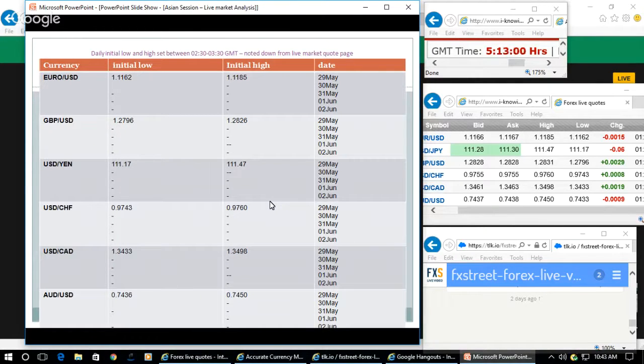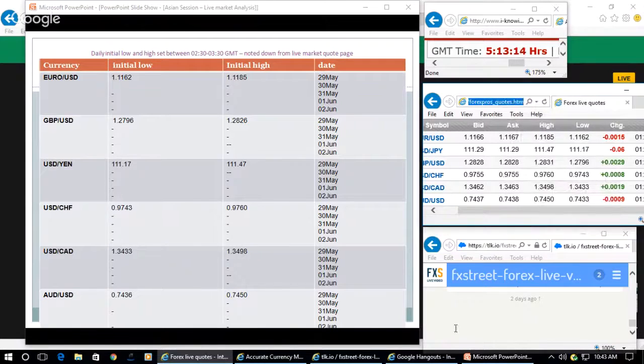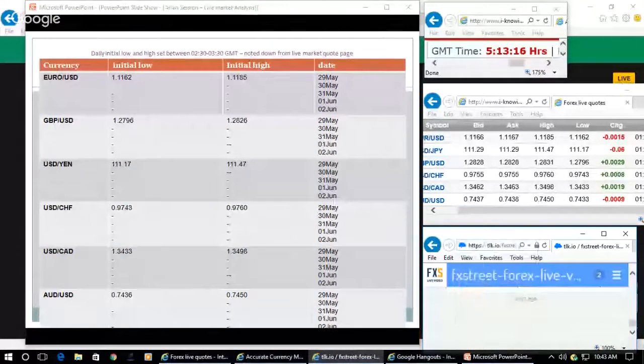In the market trading, I noted down the initial lows and the highs around 3:30 GMT. With the help of the live market code page, you can just note down. I'll give the link for the live market code page. You can make use of it to look into the codes and note down around 3:30 GMT the initial lows and the highs.